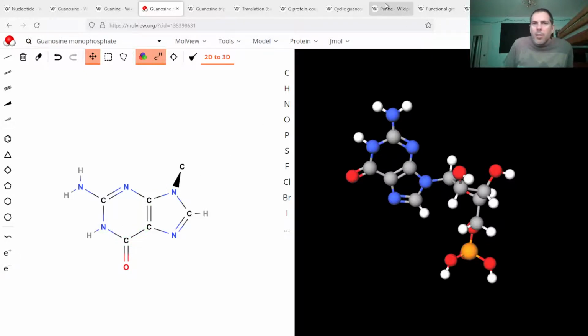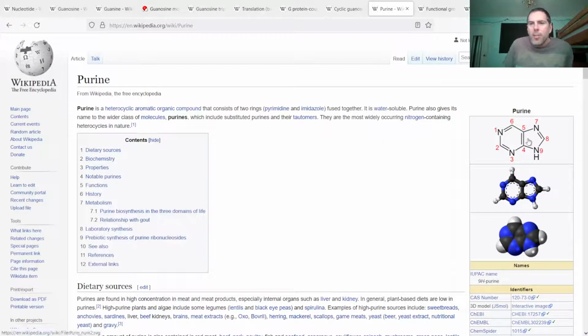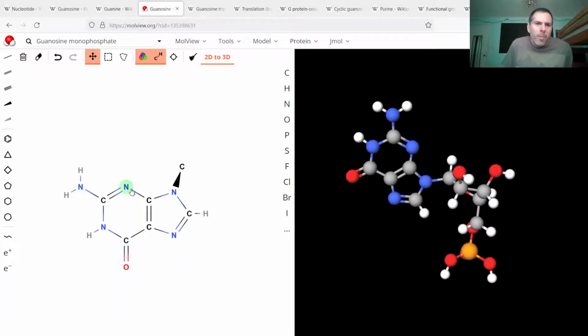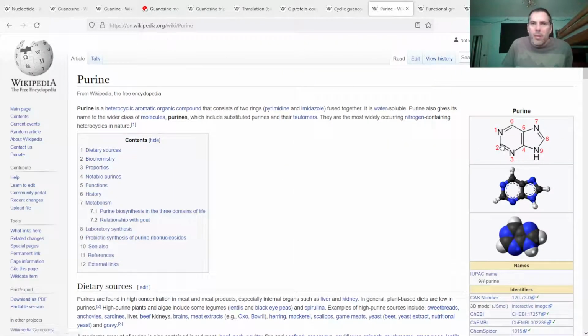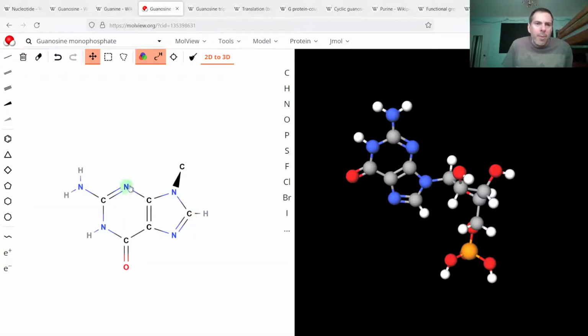So let me just double check the numbering. So here's a purine. The base is going to connect to the sugar, the ribose, at this 9 position. So here's the 9 position here, which means this will be 3. So here's 3, so this means it's numbering here 1, 2, 3, 4, 5, 6, 7, 8, 9. And then this is 1'. So they number the base and then they number the ribose using primes to distinguish them.